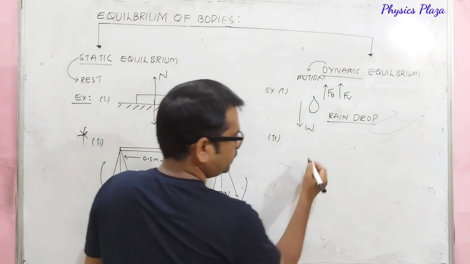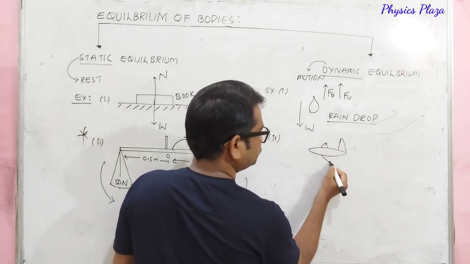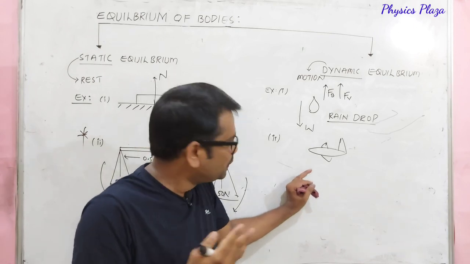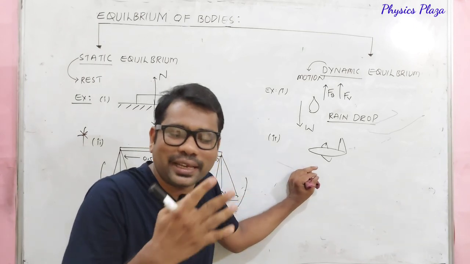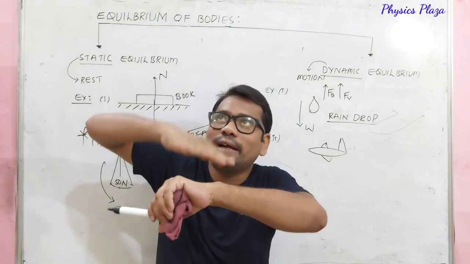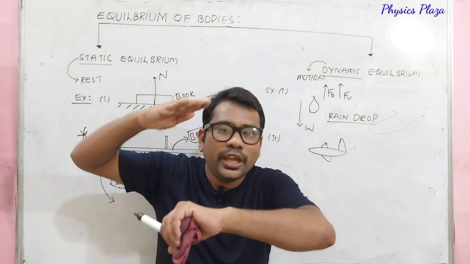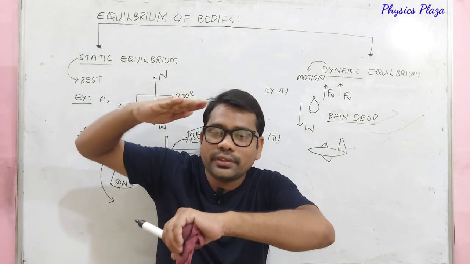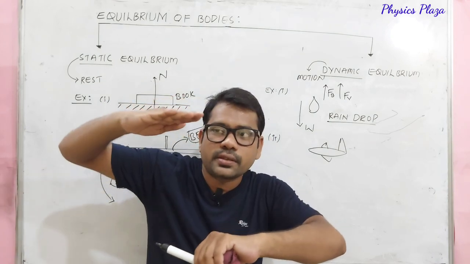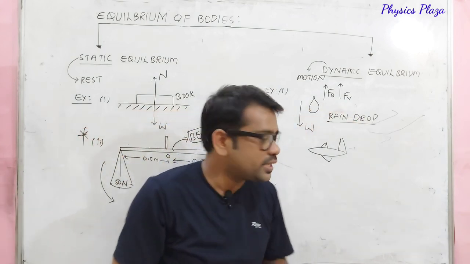The best example, let us take an aeroplane. Is it an aeroplane looking like a dolphin? Okay, let us think it's an aeroplane, dear children. When an aeroplane is going at a certain constant height, not during takeoff or something like that, the aeroplane is going at a constant height with a uniform velocity like this. Zoom, it is going, at a constant height, dear children.